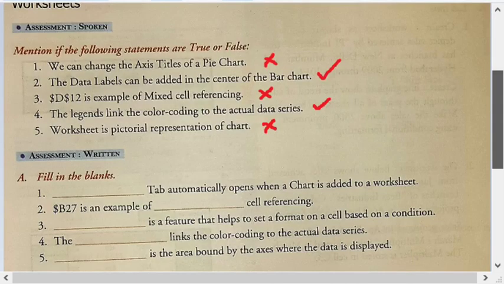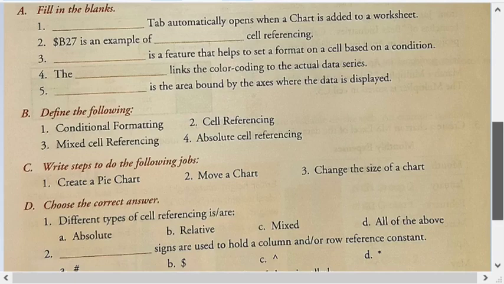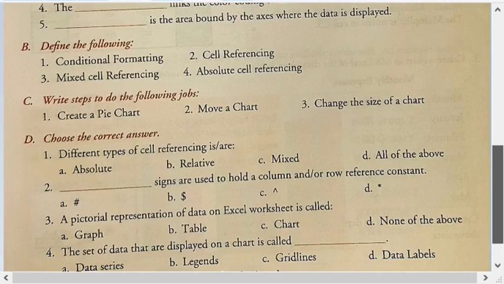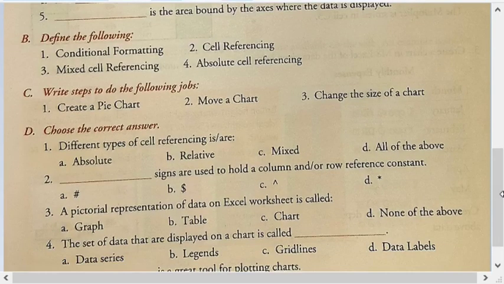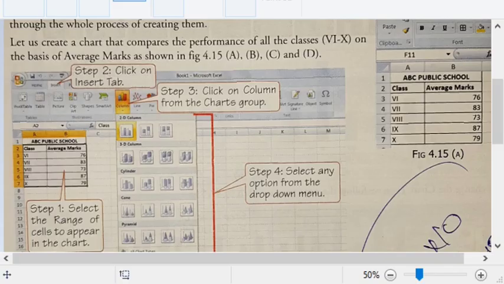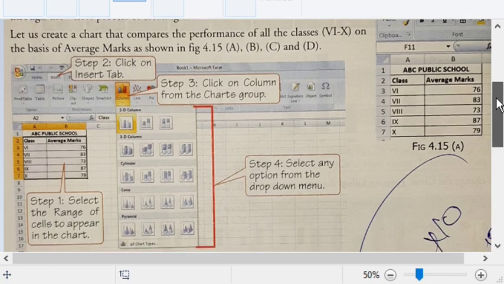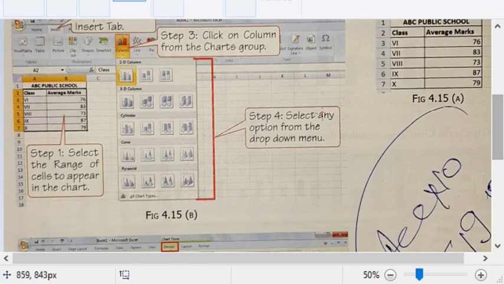Next question is: write the steps to do the following job. First, create a pie chart. Open page number 35 and the steps are given here. First step, select the range of the cells to appear in the chart.